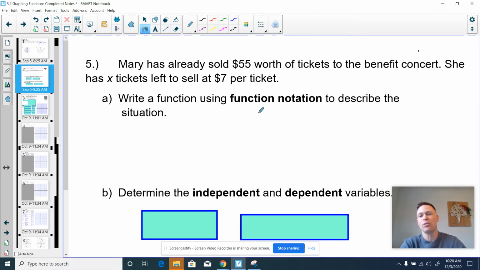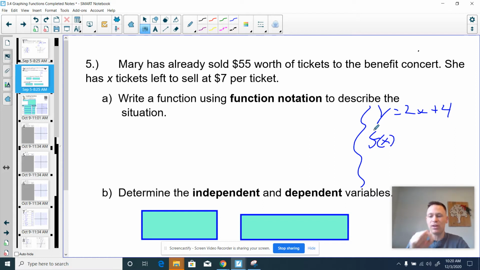So remember, function notation, this is an example. This is not the same. If I wrote y is equal to 2x plus 4, right? That is not function notation, but function notation just replaces the y with this f of x, right? It's a function evaluated at some value x. That's really what it means, right? And then we still have the 2x plus 4. So that's how we do it. So now I want to write this one.